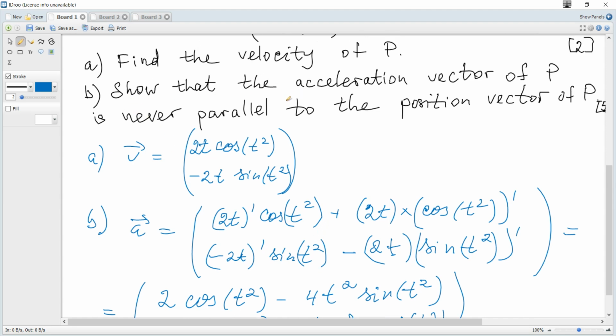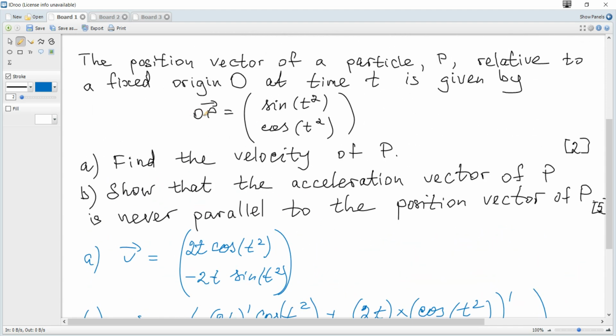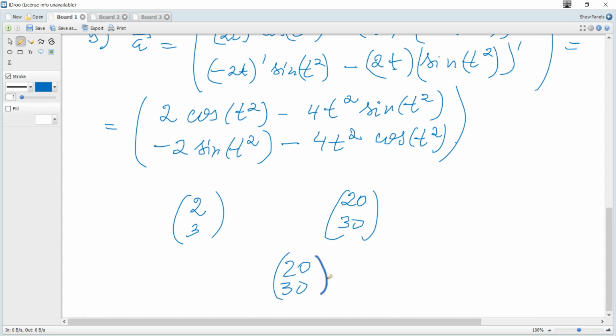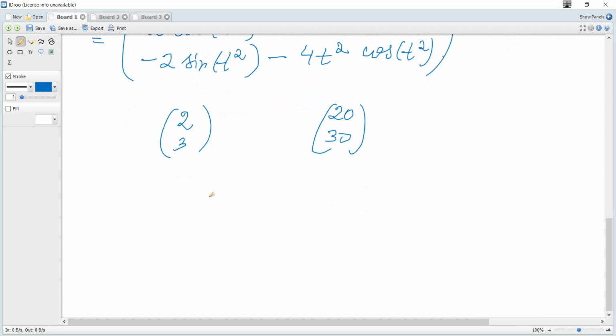We need to show that the acceleration is now parallel to the position vector. The position vector is this. When two vectors are parallel, for example 2, 3 and 20, 30, why? Because one vector can be represented as some constant multiplied by another vector, or such components are proportional. We can write it like this: 2 over 3 is the same as 20 over 30, or 2 over 20 is equal to 3 over 30.